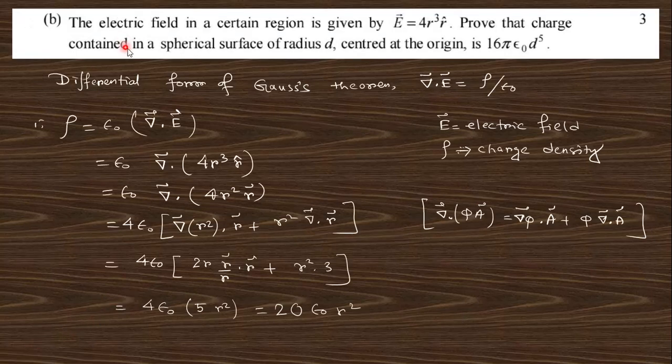Next, the electric field in a certain region is given. Prove that the charge content in the spherical surface of radius d is there. You know the Gauss theorem, the differential form of Gauss theorem: divergence E equals rho by epsilon naught. So rho equals nothing but epsilon naught times divergence E. Put in this value of E, and using this vector identity, you get the derivative, simply 2r and r cap, that is r vector by r into r dot, and divergence r is nothing but 3.